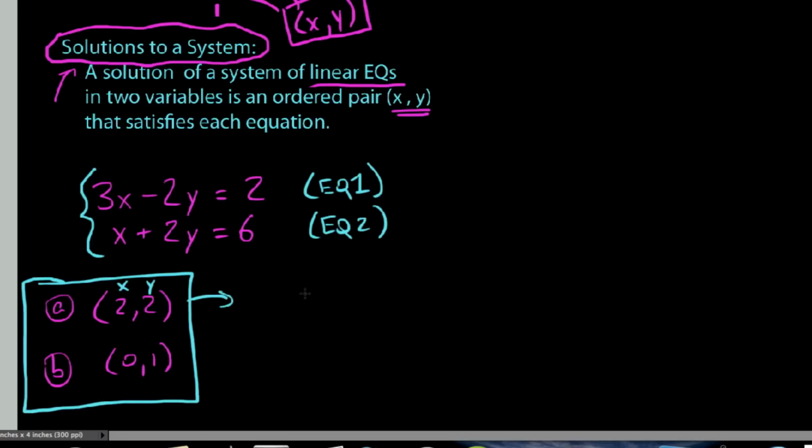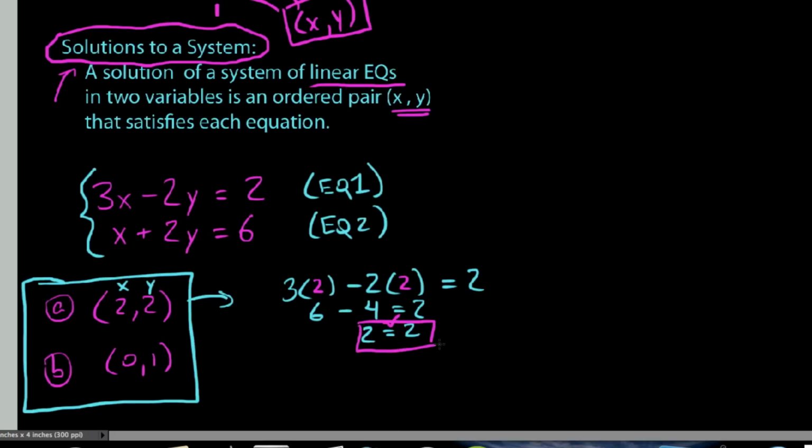So let's take a look at what this would look like. For the first equation, we'll take out our x and our y, and we'll plug in the point (2, 2). We put 2 in for x and 2 in for y, and this simplifies down to 6 minus 4 equals 2. We get 2 equals 2. This definitely satisfies the first equation. So wait, does that mean that (2, 2) is a solution to this system? Not yet. We have to check it in the second equation.